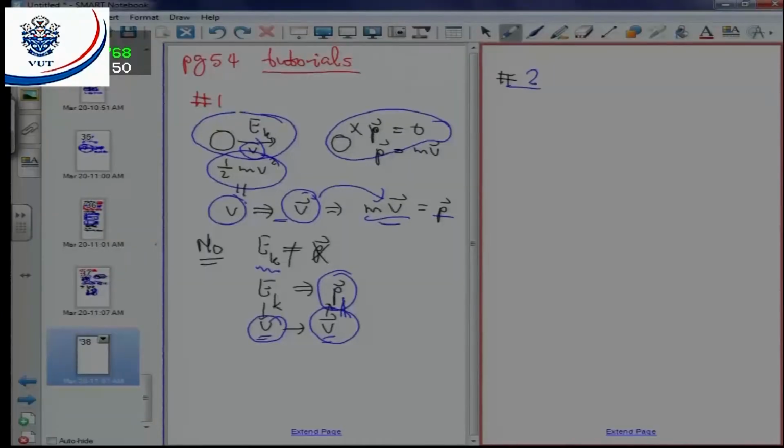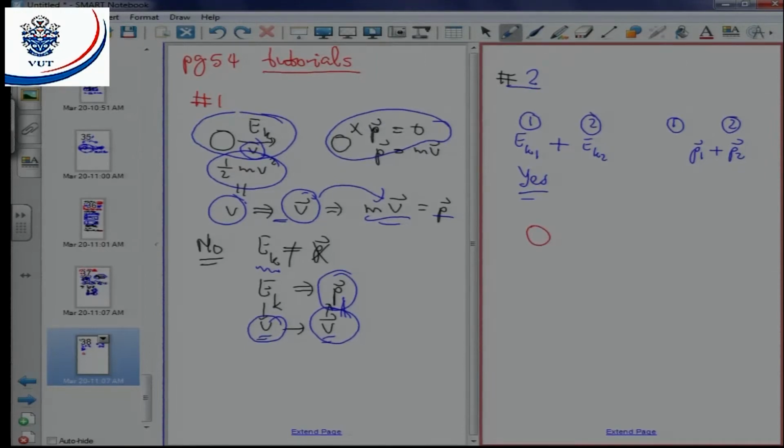Okay, so here for number 2, we no longer have one object, we have more than one. So if object 1 has kinetic energy EK1 and object 2 has kinetic energy EK2, the question is, can the total momentum, P1 plus P2, be 0, when the total kinetic energy is not 0? And of course, as you can guess already, the answer is yes.